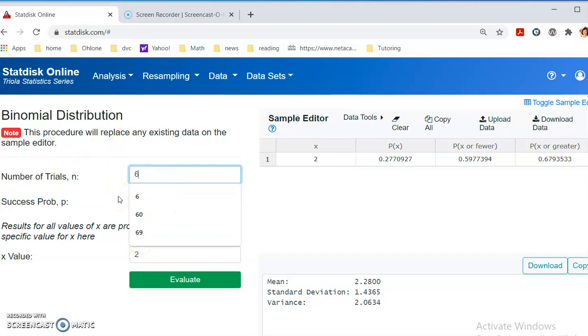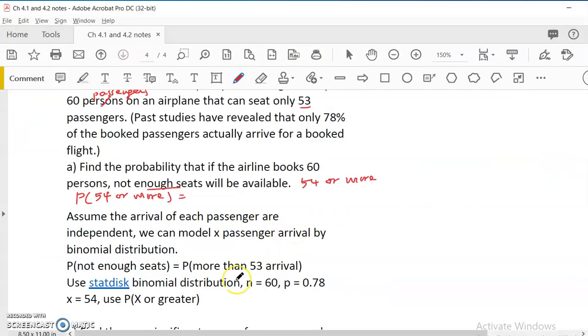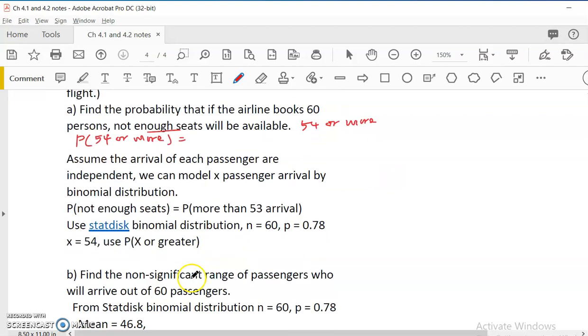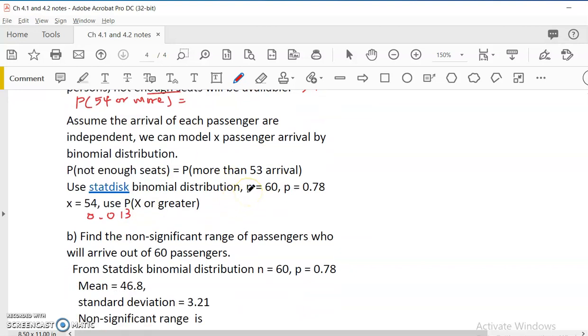So we say the number of customers is 60, the chance of arriving is 0.78, and we want 54 or more to come, not just 54, but more. In this case, we use 54 and X or greater, and the probability is 0.0013. So it's a very low chance of this happening. It's actually quite good.